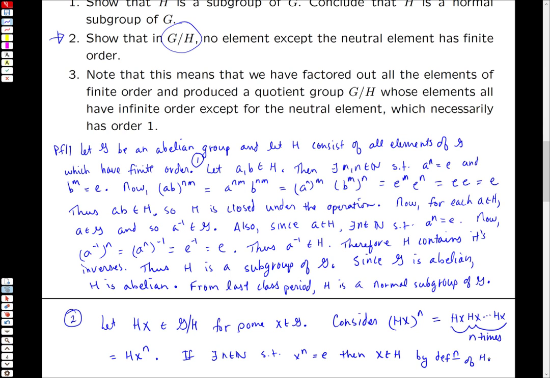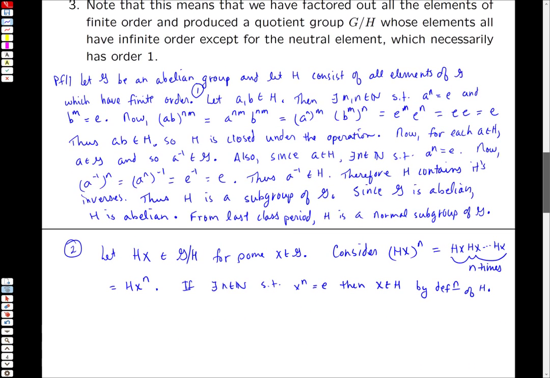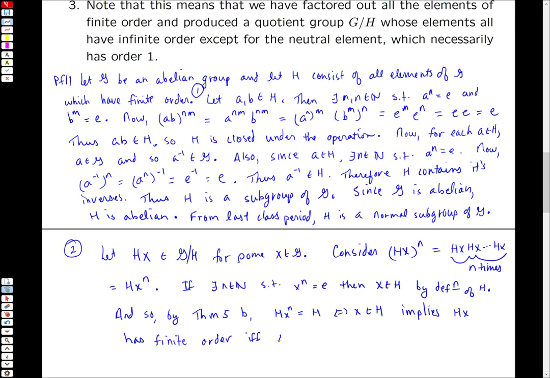H is everything with finite order. So if there exists an n such that x to the n equals e, then x is in H. And so by Theorem 5, which we proved last time, Hx to the n equals H if and only if x lives in H, which implies that Hx has finite order if and only if x is in H. But then that means that if x is in H, you just have H.